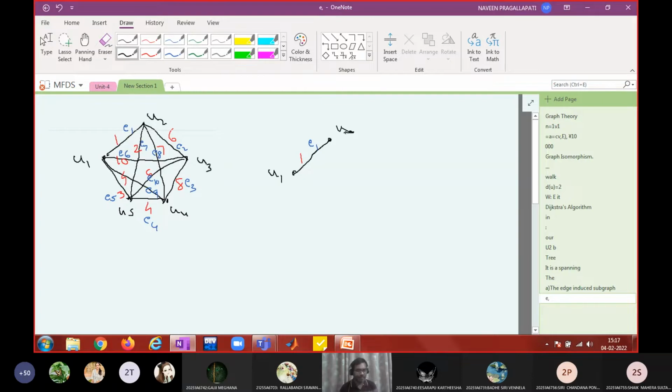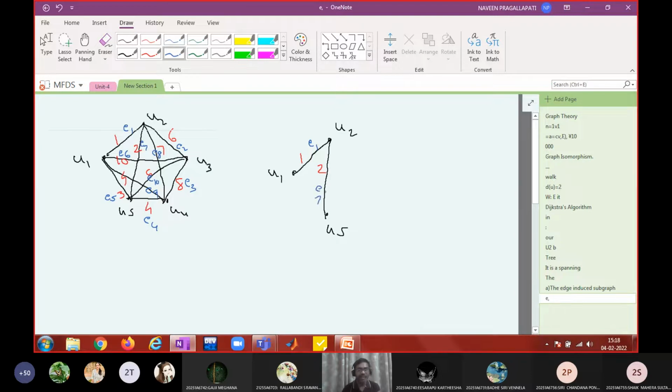So what is the next edge you have to select? You select the next lowest edge such that when that edge is attached to this edge, it should not form a cycle. U5, U2, sir. U5, U2 is having weight 2, and that is the minimum weight when compared to the remaining edges. Am I right? So it has to be U2 to U5. This weight is 2, and this edge I am calling E7.